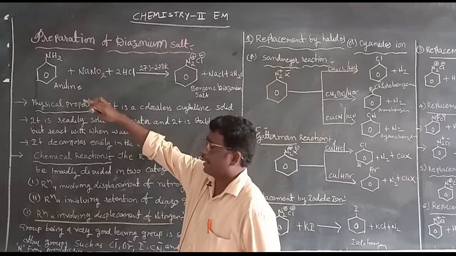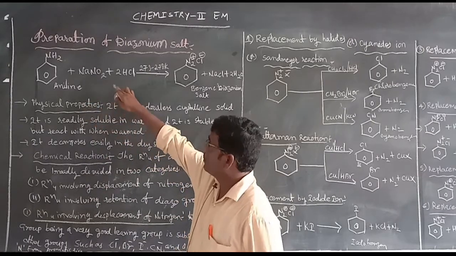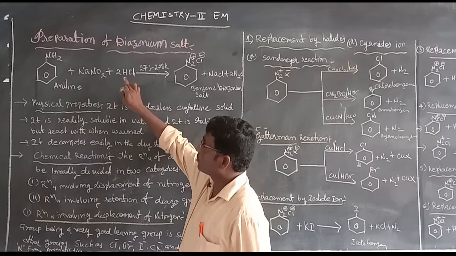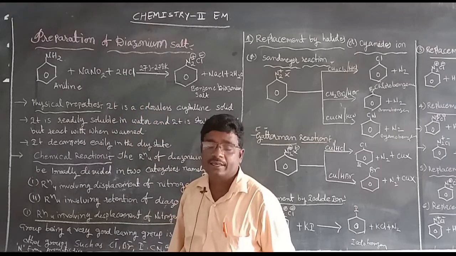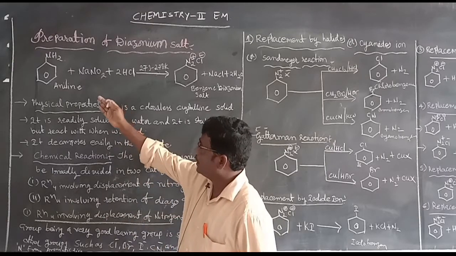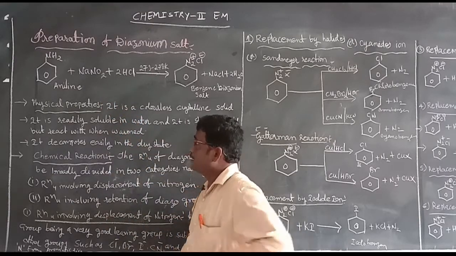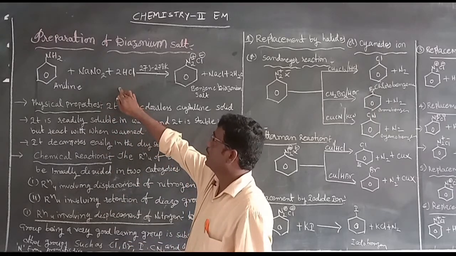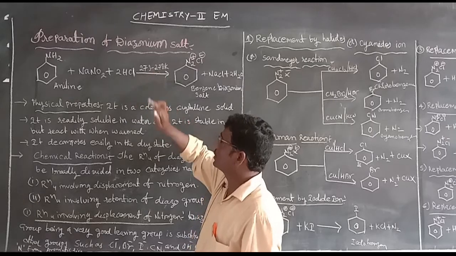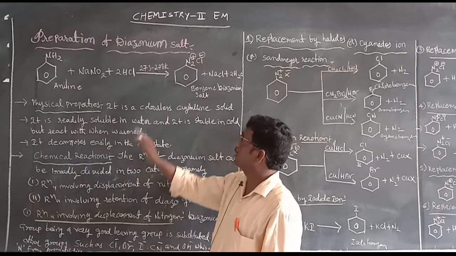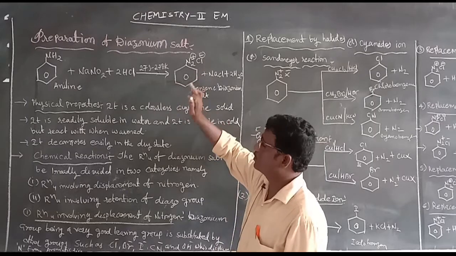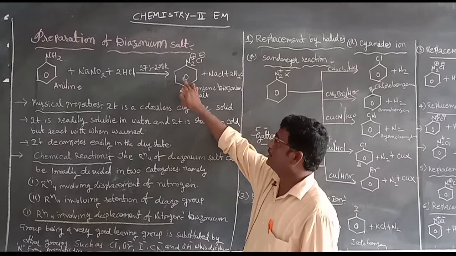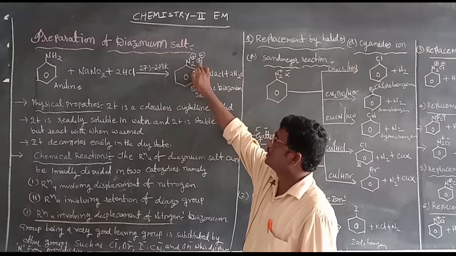Nitrous acid is a mixture of sodium nitrite plus hydrochloric acid; the two mixed together are called nitrous acid. Here the aniline is treated with nitrous acid, the mixture of sodium nitrite and hydrochloric acid, at 273 to 278 Kelvin. Then benzene diazonium chloride is formed.